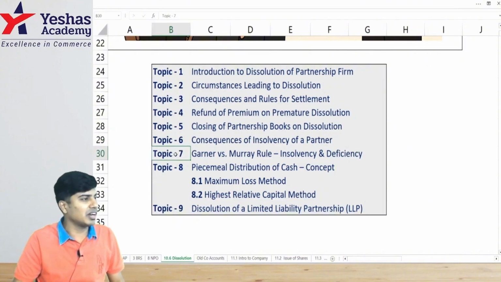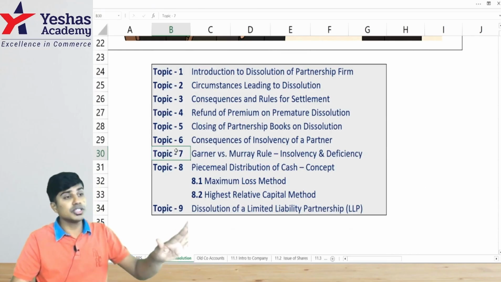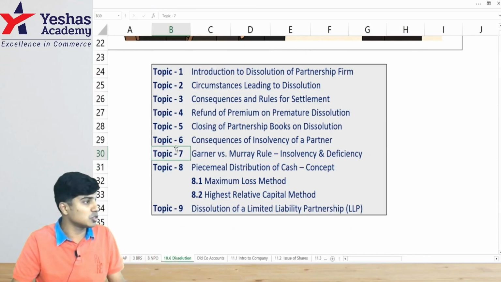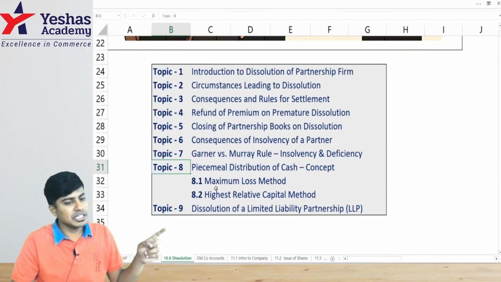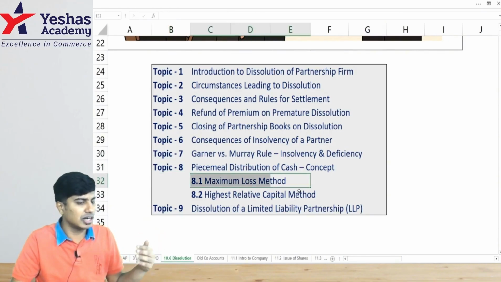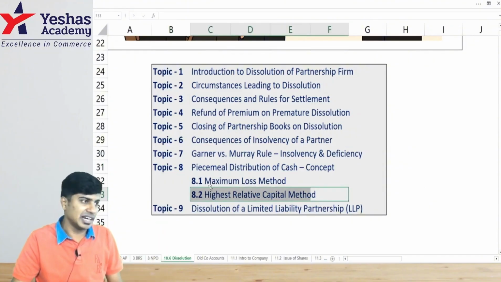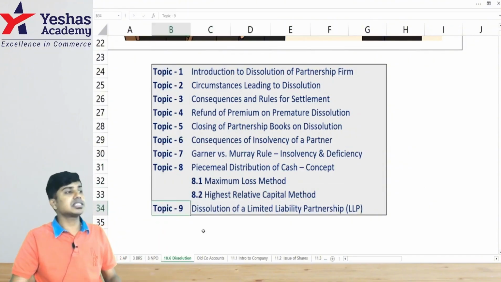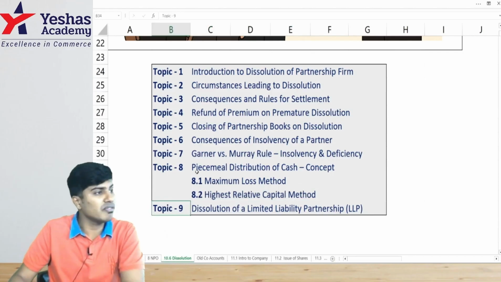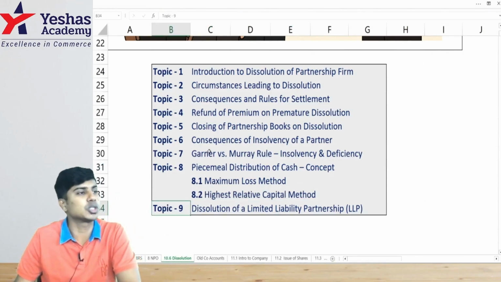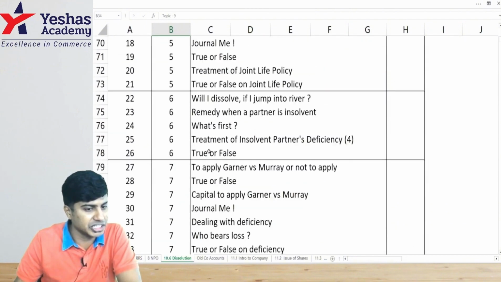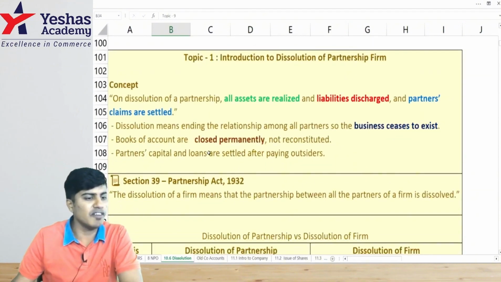Topic 7, your favorite case law, Garner versus Murray, insolvency of one of the partners, also insolvency of all the partners, that is insolvency of firm. And in topic 8, we'll discuss piecemeal, which is again two parts: piecemeal in the case of maximum loss and also the other method, which is highest relative capital method. And lastly, we'll discuss how to account for dissolution of limited liability partnership. Without wasting much time, let's quickly begin with topic 1, introduction of dissolution of partnership.